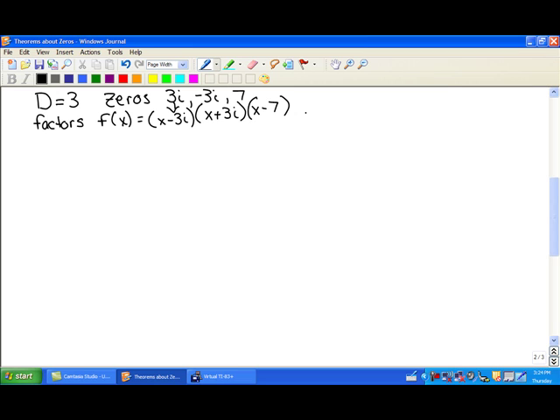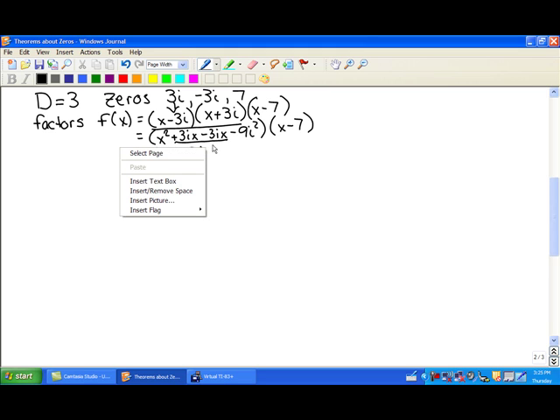Notice at this point we have some complex numbers in there. We'll multiply those two factors first for x squared plus 3ix minus 3ix minus 9i squared, still times the x minus 7. Note that your outer and inner terms will cancel out, which will leave us with x squared minus 9i squared times the x minus 7.